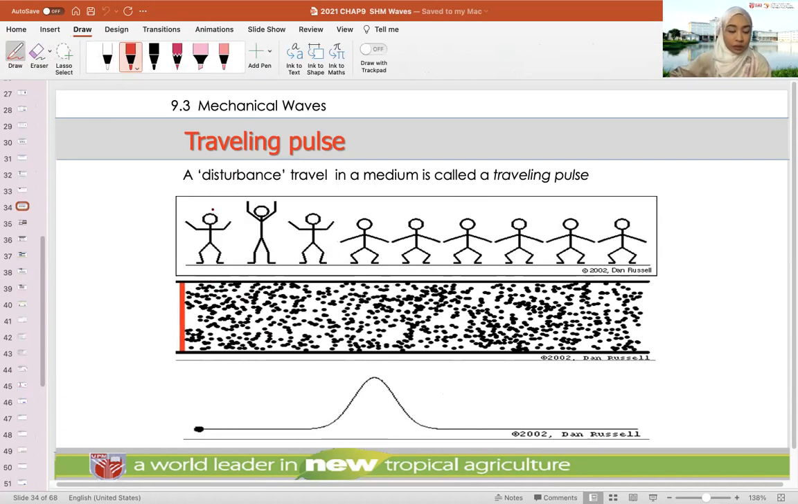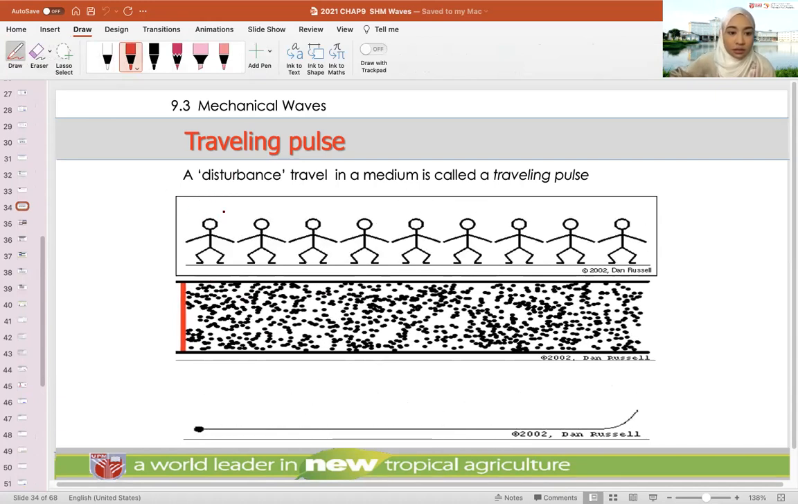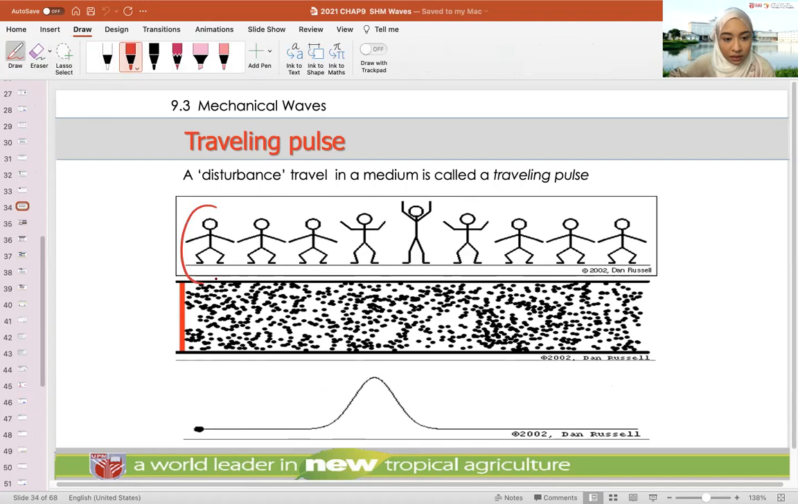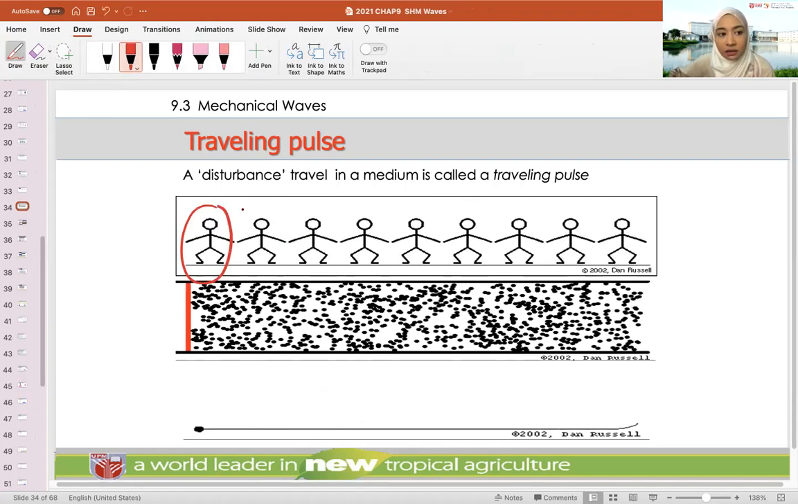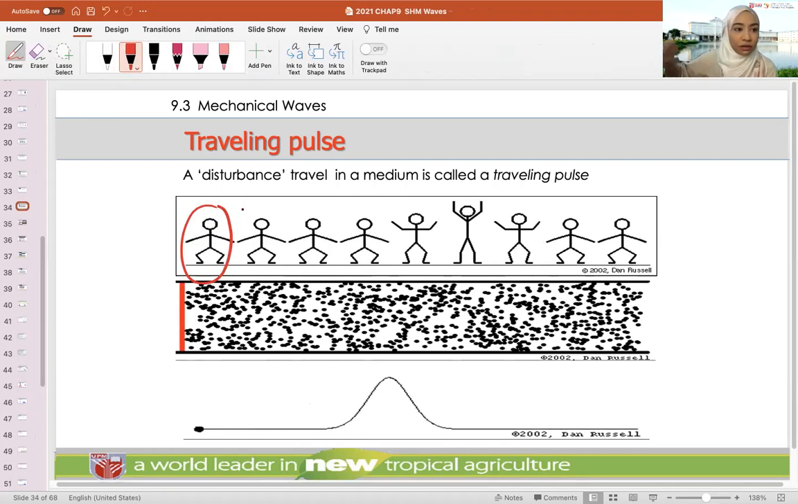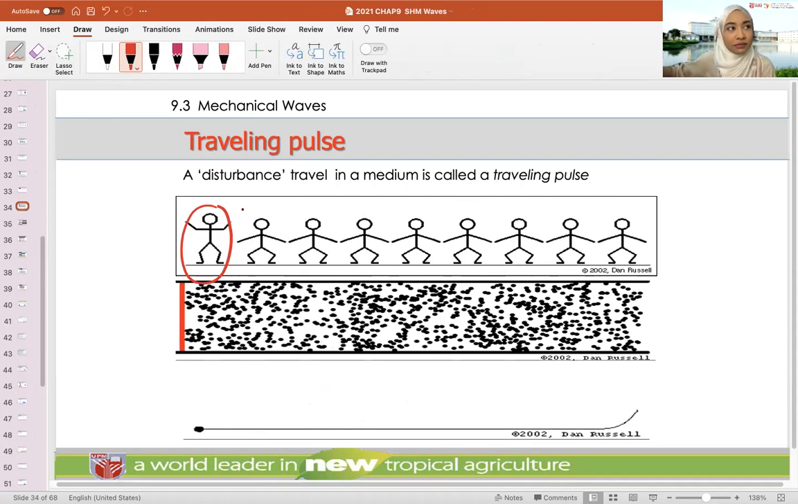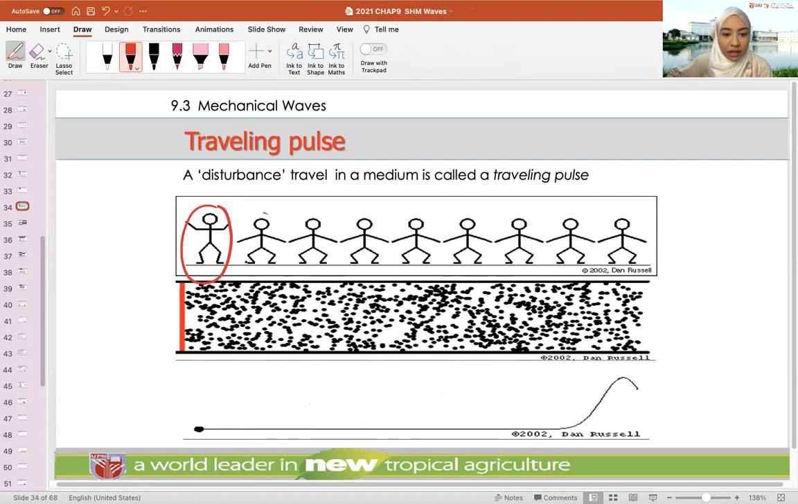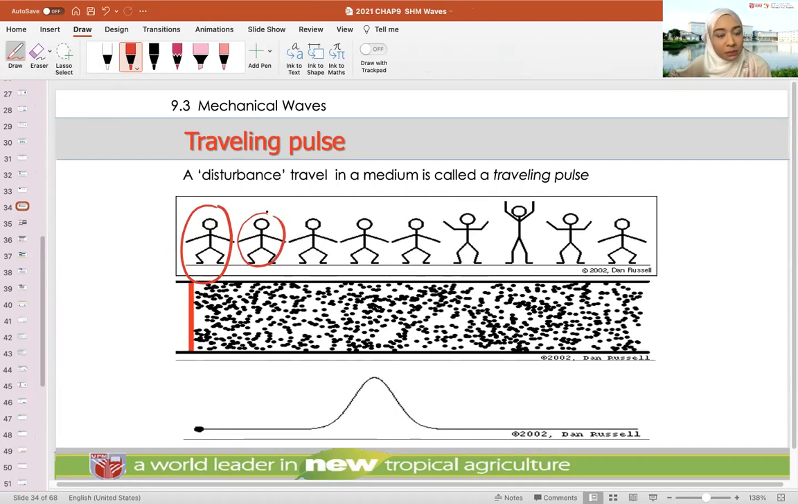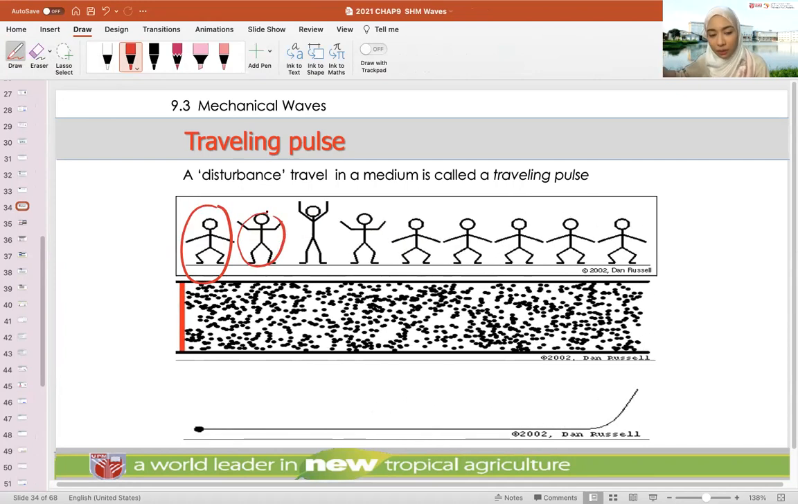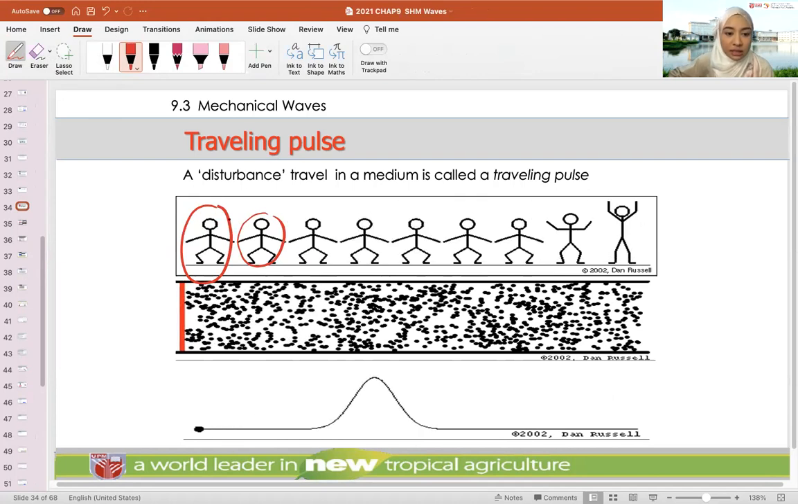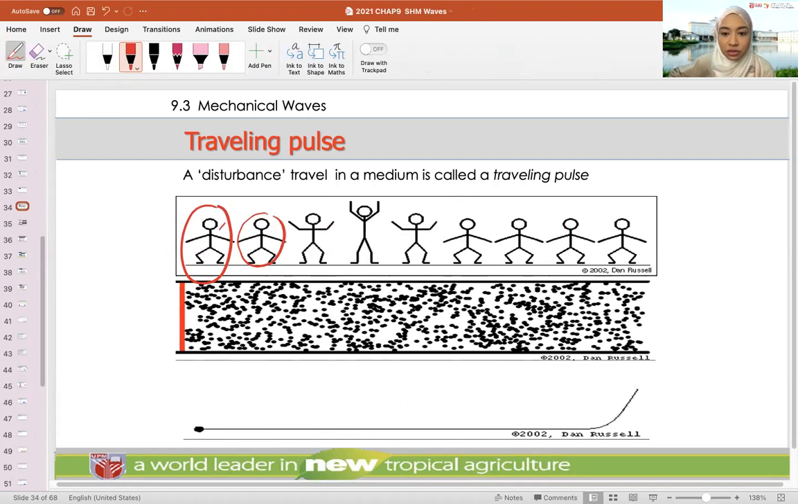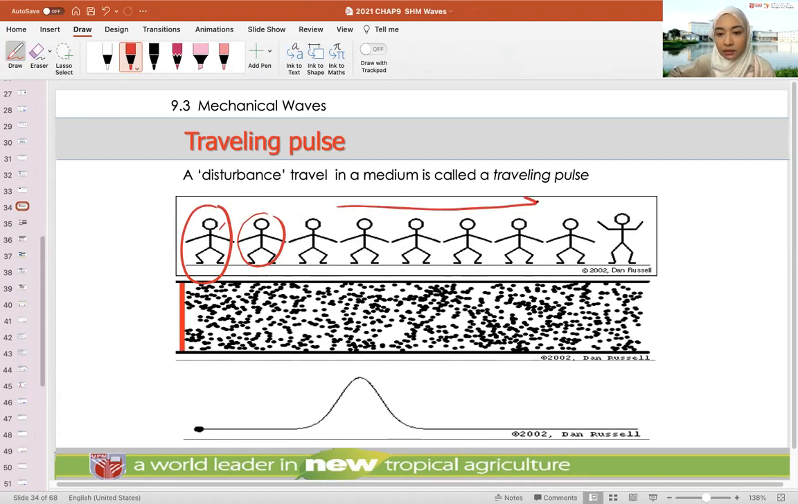So if you look over here, a disturbance is first initially caused by this guy. So he nudges his friend on his left side. He nudged his friend next to him. So this guy, imagine like playing around, right? So he nudges his friend, the person next to him also nudges his friend. So it's basically a disturbance traveling to the right.